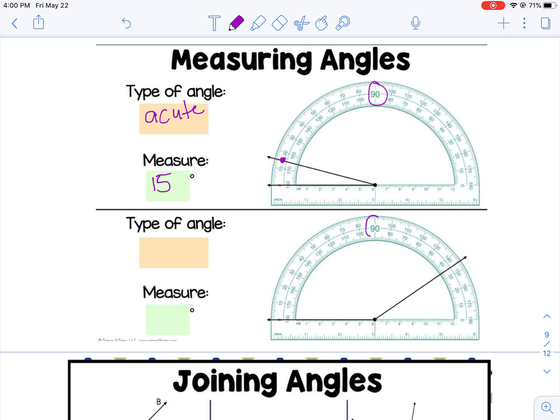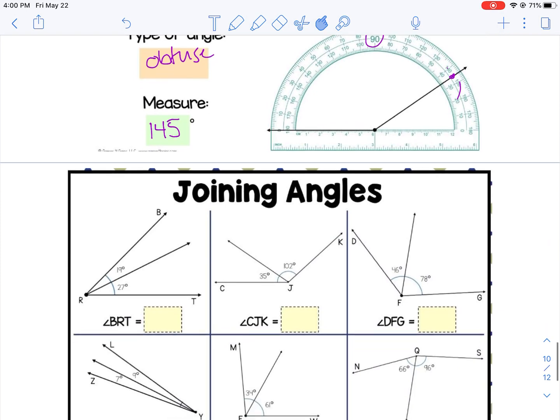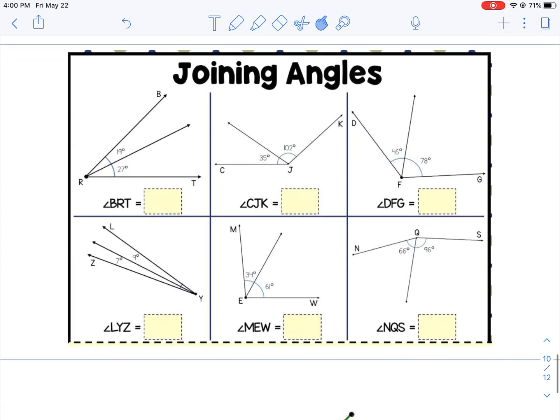All right. Then we look at this angle again, 90 degrees here. So we know that this angle is obtuse. And so we look over here, and because it's over the 90 degrees, we're going to look at the top numbers. And we have 40, and it's between the 40 and the 50. So I would say that it's 145 degrees. All right.